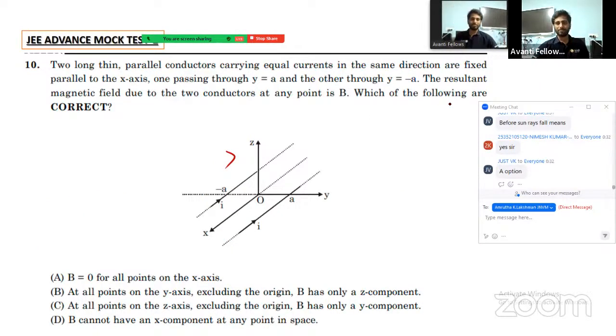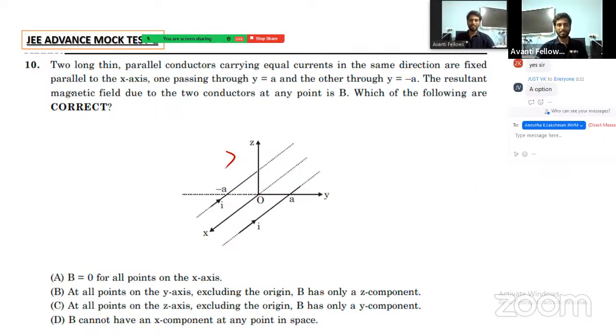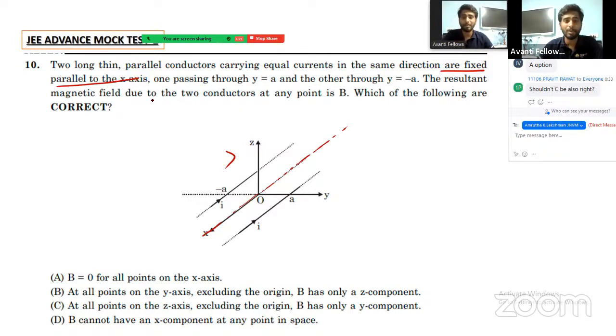Okay, next question then. Question is too good this one. Long, thin, parallel conductors carrying equal currents in the same direction. Two thin conductors are carrying current in the same direction. Directions are fixed parallel to the x-axis. देखो इधर, this is the x-axis. This is the positive x-axis, this is the negative x-axis. Two thin parallel wires, where are they kept? One is passing through at y equals a.